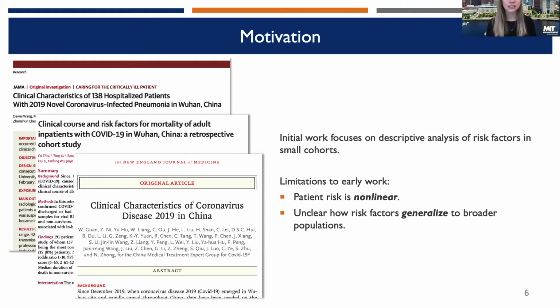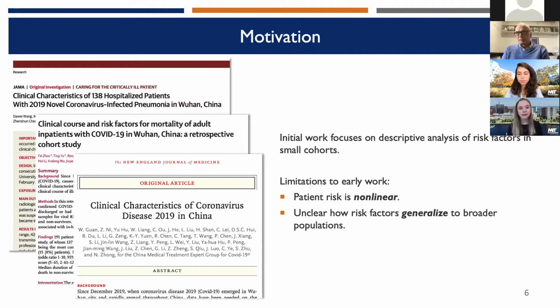First, patient risk is inherently nonlinear. There are different ways that these individual risk factors interact to determine a patient's trajectory that can't be completely captured by univariate statistical analysis. There were also questions about generalizability. Due to the timing of the pandemic, most of this early work was focused on cohorts in China, but as the disease began to spread globally, it was unclear how well these initial models and findings would extend to new populations.